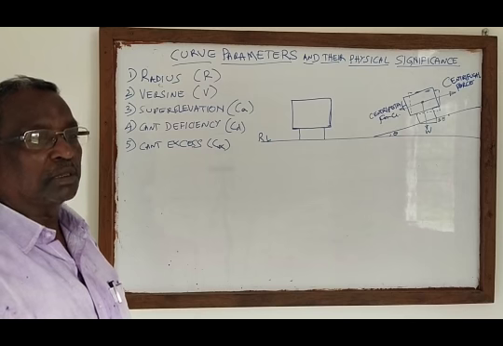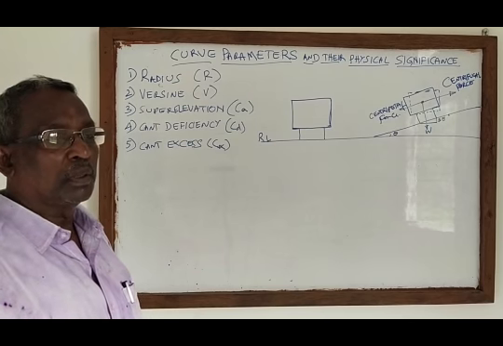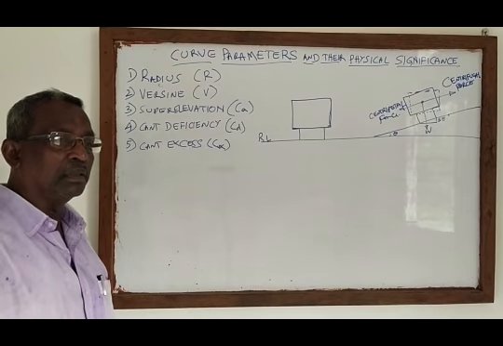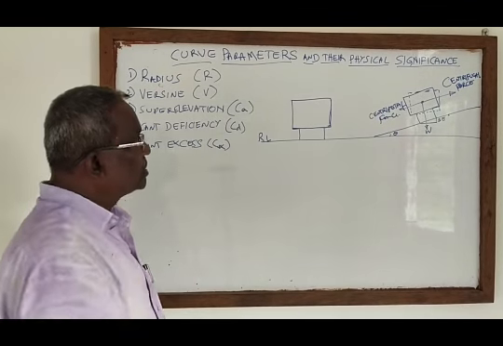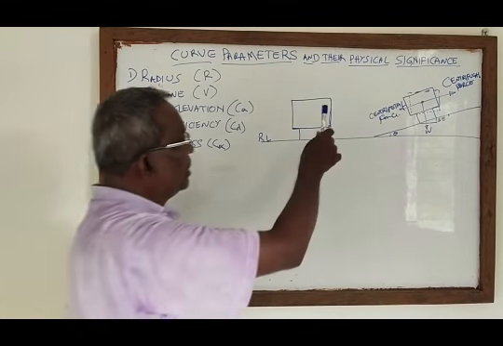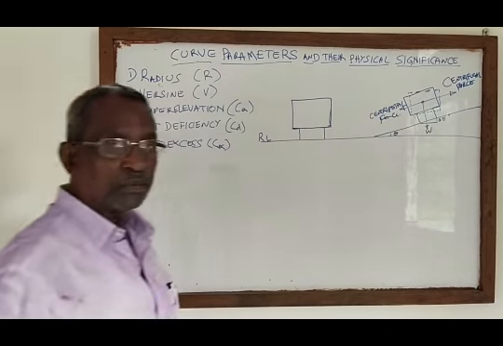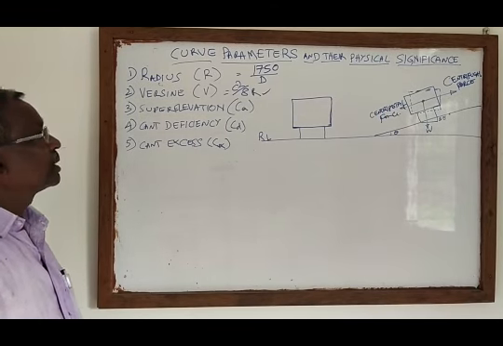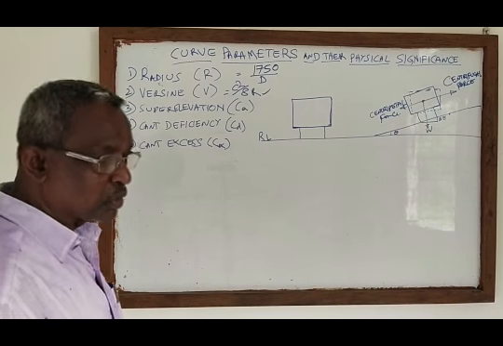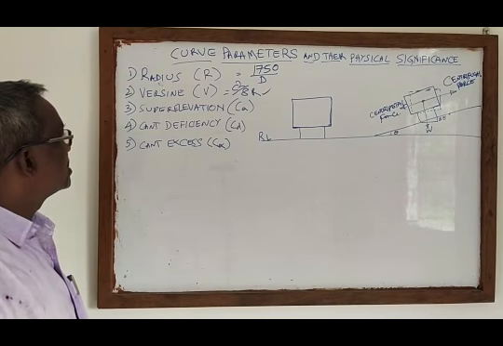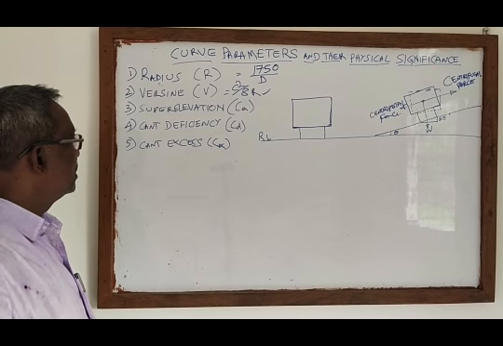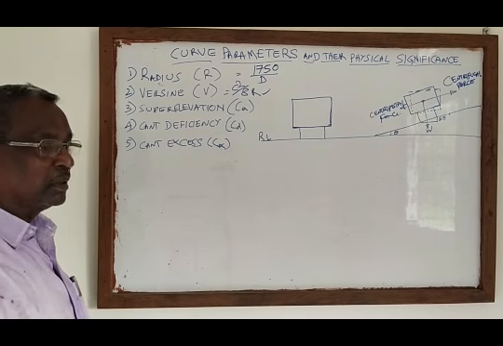Today our topic is Railway Cruise Part-8. In Railway Cruise Part-8, curve parameters and their physical significances. This Part-8 video explains curve parameters, that is radius, versine, superelevation, cant deficiency and cant excess.